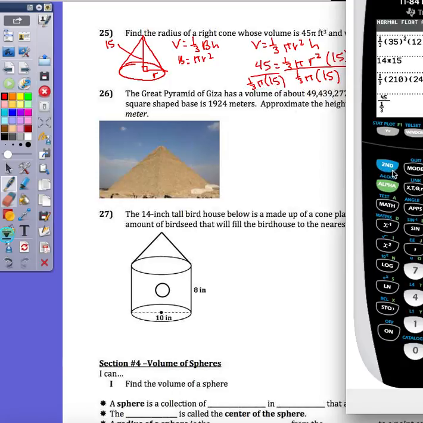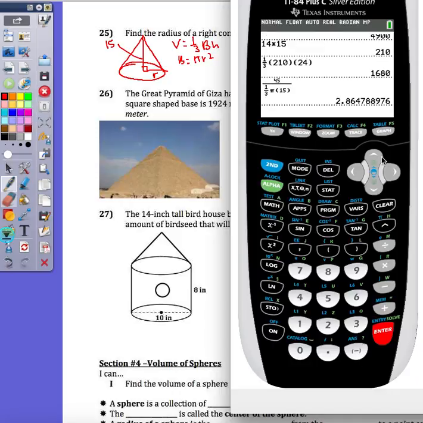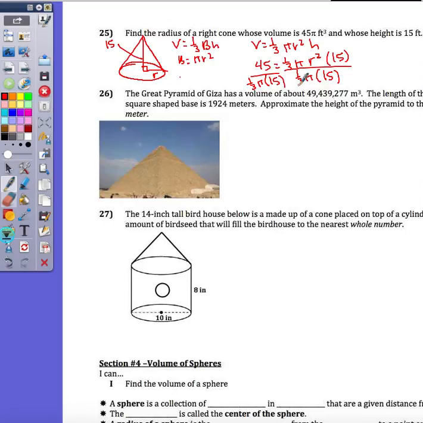I'm going to multiply it by pi. So to multiply it by pi, I'm going to do second caret to get my pi. And then my height was 15, so I'm going to do my parentheses and do 15. Whenever you do that, you're going to get 2.86. So we'll just do 2.86. So that'll cancel. That's going to be r squared equals 2.86.